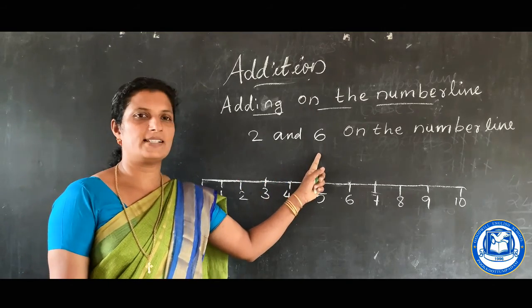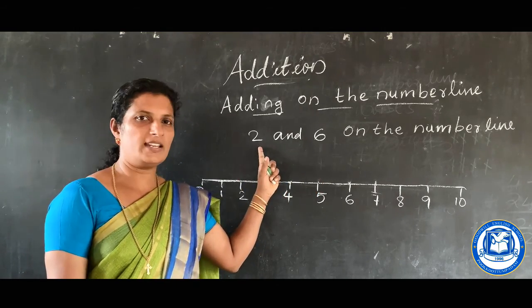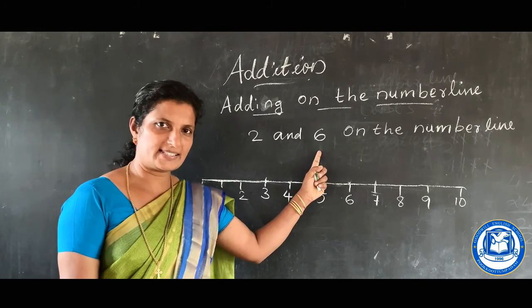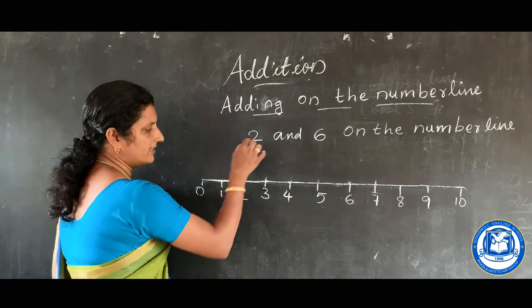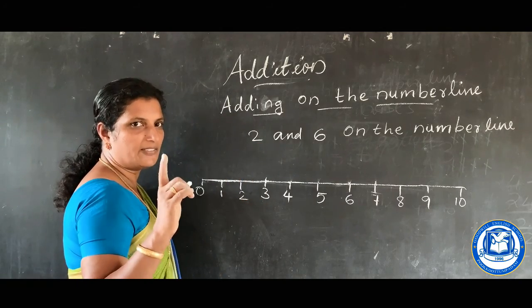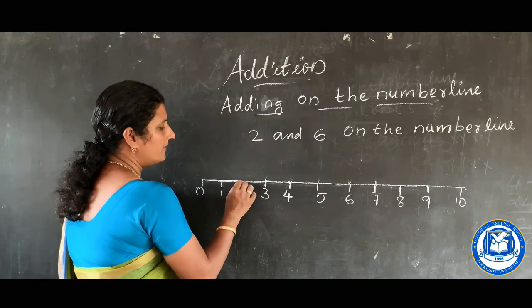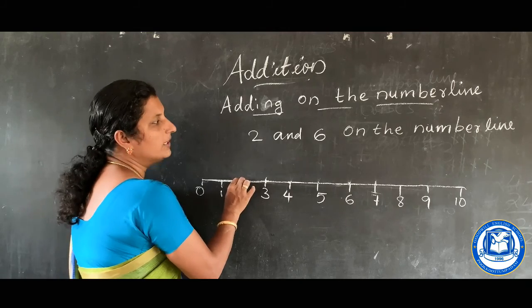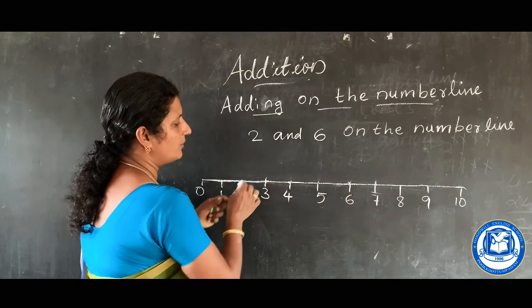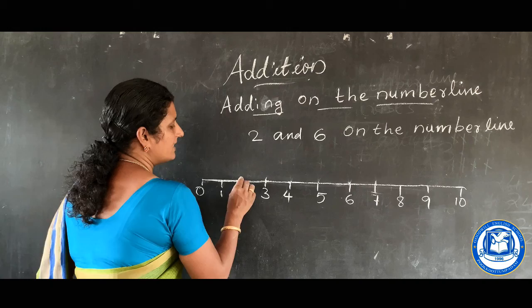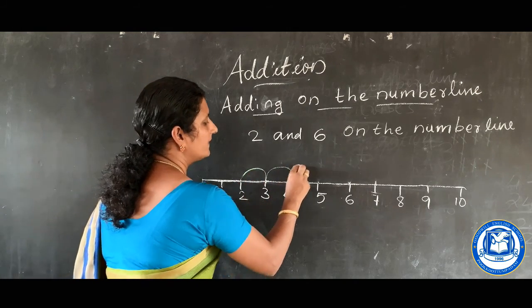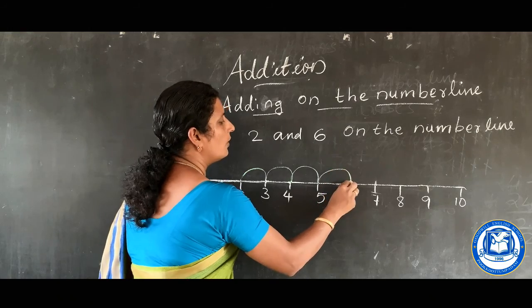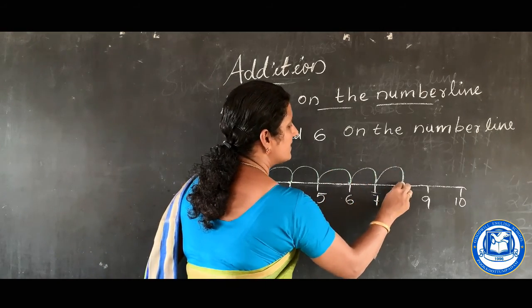2 and 6 on the number line. Question: 2 and 6 on the number line. We have to reach 2 first. 2 is the starting number. Then we have to reach 2 here, and then 6 times we have to jump. Then we can jump 1, 2, 3, 4, 5, 6.